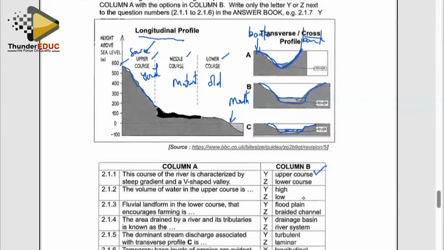The volume of water in the upper course, what did we say? The volume of water you can see there, this is the upper course, is just little. It's low. Fluvial landform in the lower course that encourages farming is the flat plain. Farming is done on the flat area which is adjacent to the river.